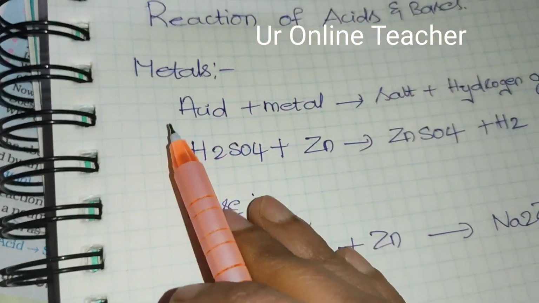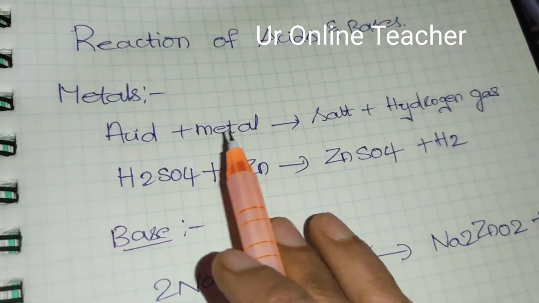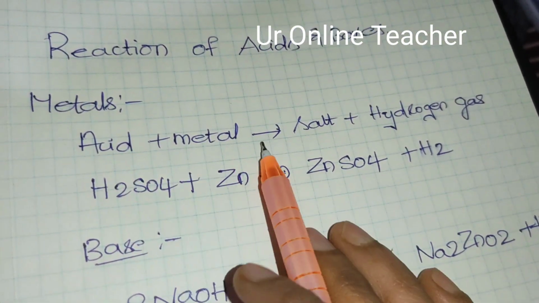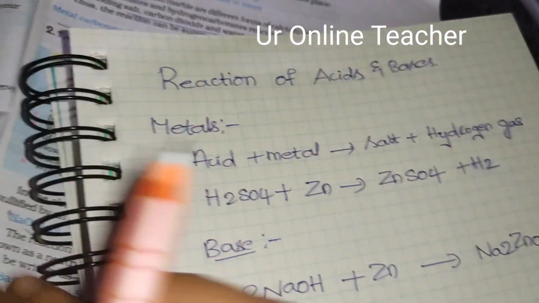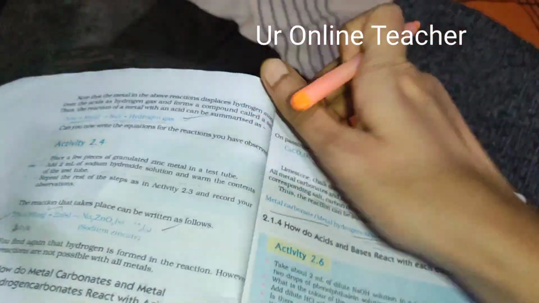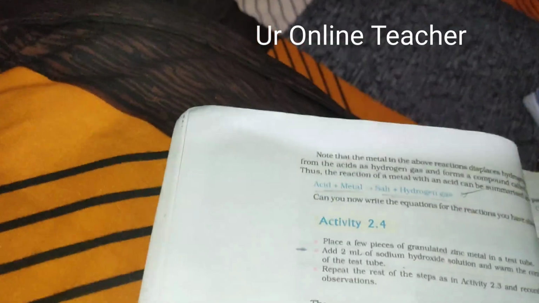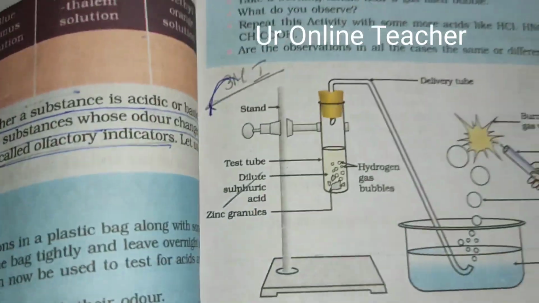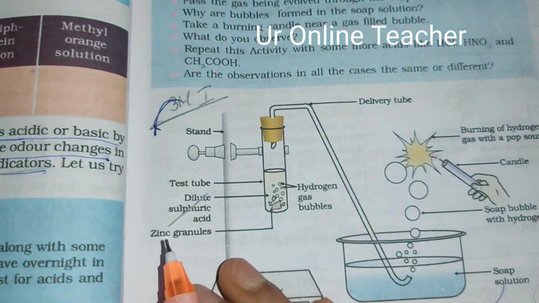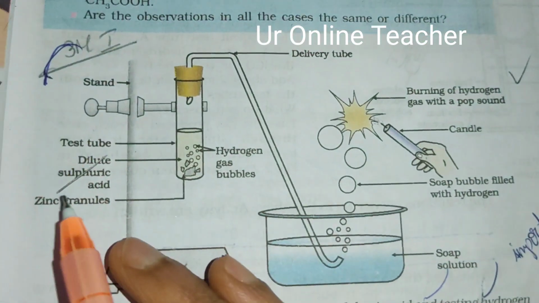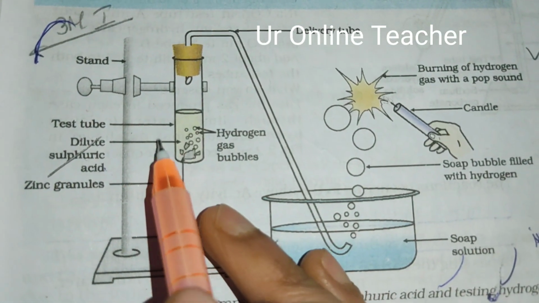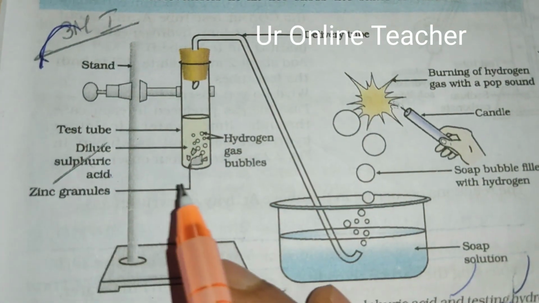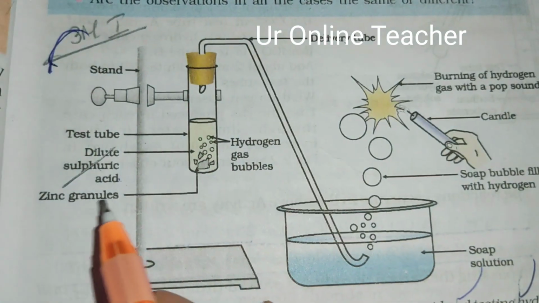So when an acid reacts with metals, what happens? Salt is formed along with hydrogen gas released. So here in this activity we saw sulfuric acid. Sulfuric acid is in the test tube, and in this zinc granules are added.